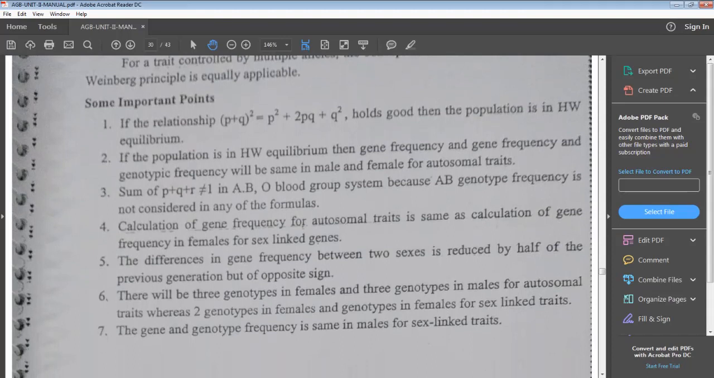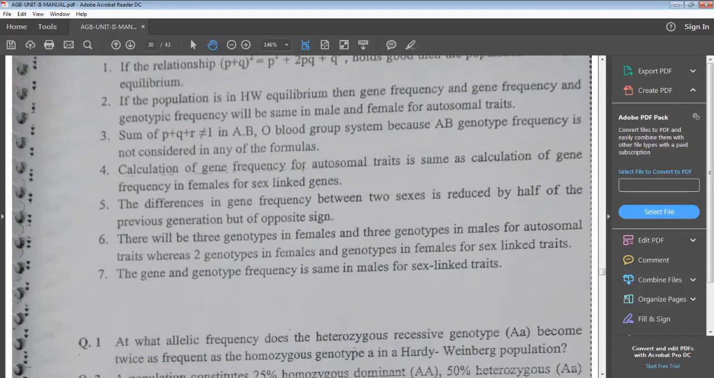Some important points: if the relationship (p plus q) square, that is p square plus q square plus 2pq, holds good, then the population is in Hardy-Weinberg equilibrium. If the population is in Hardy-Weinberg, then gene and genotypic frequencies will remain the same for both males and females. This is an important point: the gene frequency and genotypic frequency are the same for both males and females, generally for the autosomal traits.